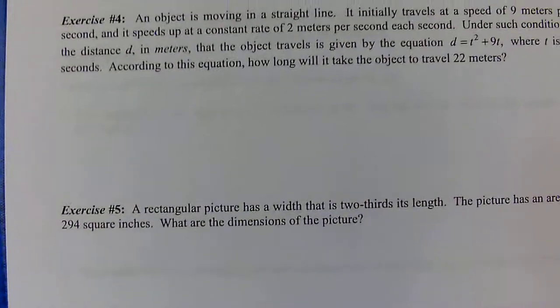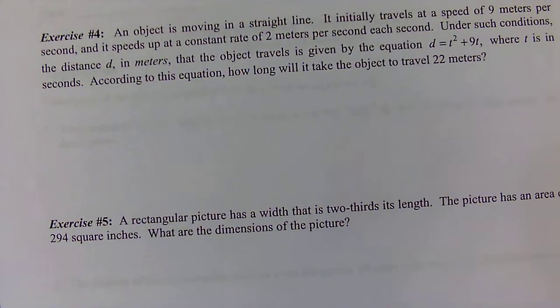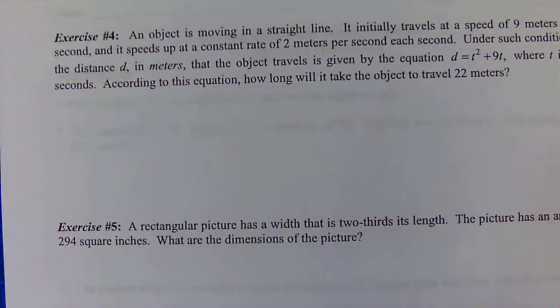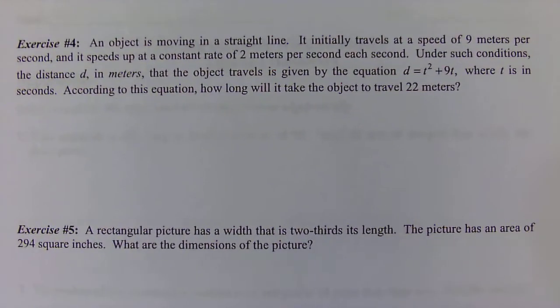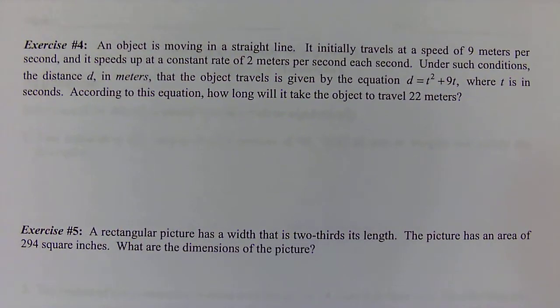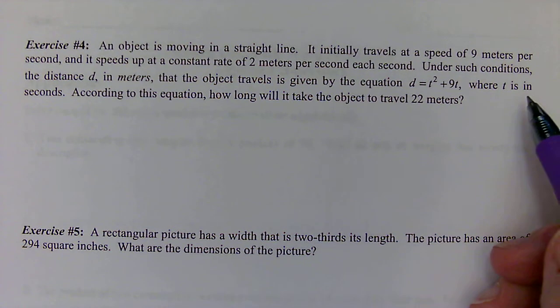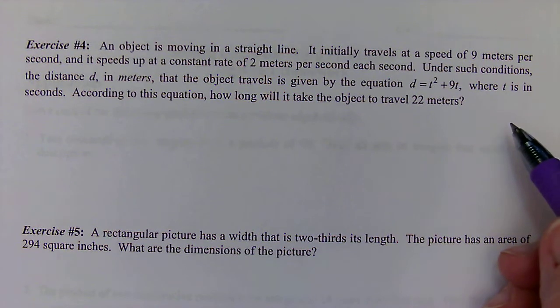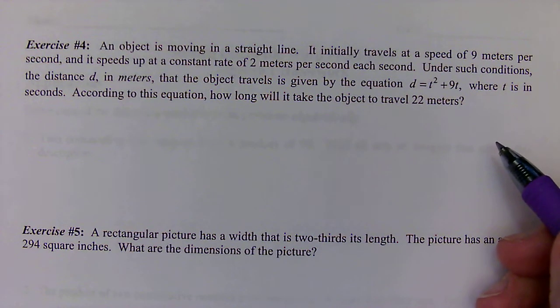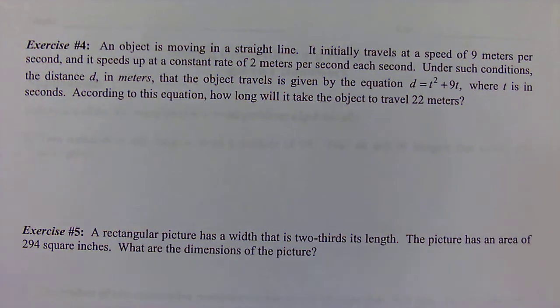Okay, another problem. An object is moving in a straight line. It starts out traveling at a speed of 9 meters per second, and it speeds up at a constant rate of 2 meters per second squared. Under such conditions, they tell you the distance d in meters is equal to the equation d equals t squared plus 9t, where t is in seconds. According to this equation, how long will it take the object to travel 22 meters?